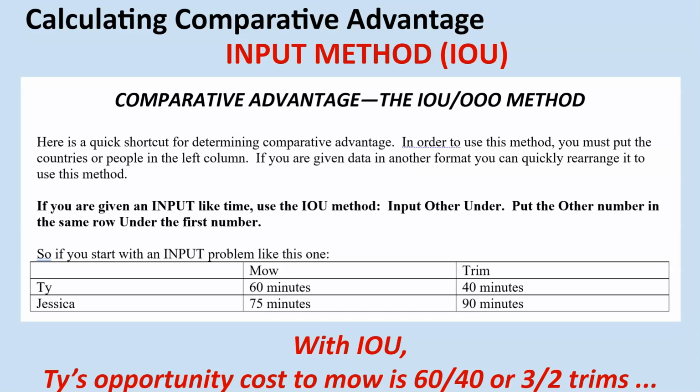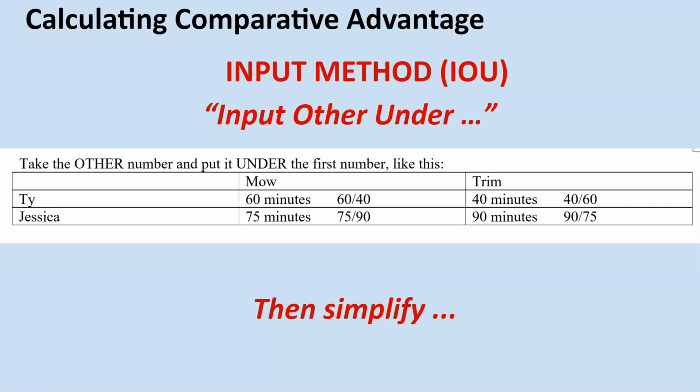Now what we see here is Jessica, it takes 75 minutes to mow a lawn, but 90 minutes to trim. And so again, input other under, if we do this for all 4 of these actions or activities, what we see is that 60 over 40 we started with in the first box is 40 over 60 with trim. So what that means is that in order to trim, Ty is giving up 2/3 of a mow. And in that case, it's probably going to be smaller than what Jessica is giving up, which is what we see here.